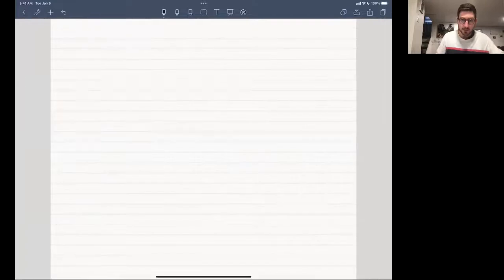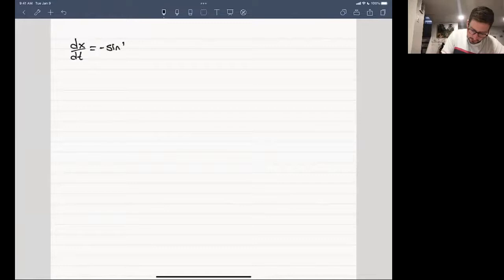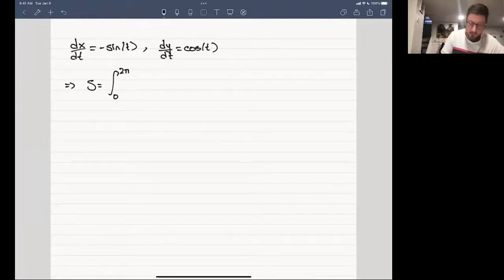So first things first, dx/dt. Remember, we talked about how to do this in a previous video. This is just a standard derivative. This is the derivative of cos. We get minus sine of t. Similarly, dy/dt. This is the derivative of 1 plus sine of t. Just gives us a nice cos of t. And so this tells us that our surface area is equal to integrating from 0 to 2 pi.